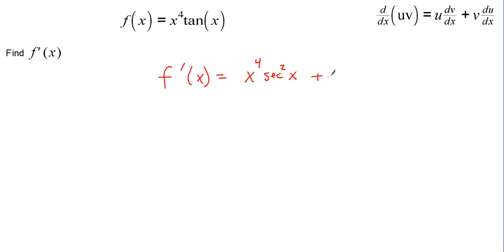plus v, which is tangent x, times the derivative of u, and the derivative of x to the fourth is 4x cubed. And we might like to write this out as x cubed times x secant squared x plus 4 tangent x.